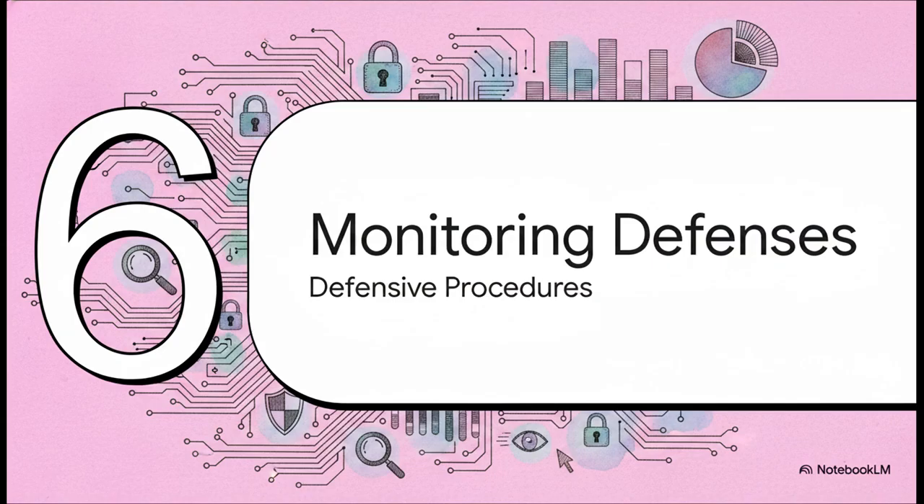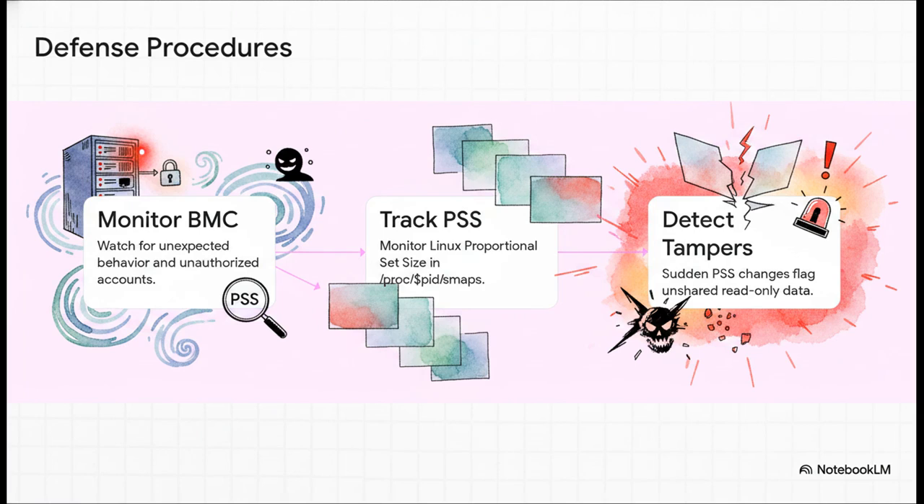And finally, Section 6. Monitoring logs and access. Defensive procedures. Okay, so we've covered how to configure it safely. Now let's talk about how you play defense. Essential monitoring means you have to watch multiple layers. Step 1 covers the bare metal threat we just talked about. Strictly monitor your BMC firmware logs. You are looking for any unexpected behavior or unauthorized Redfish admin accounts being created out of nowhere.